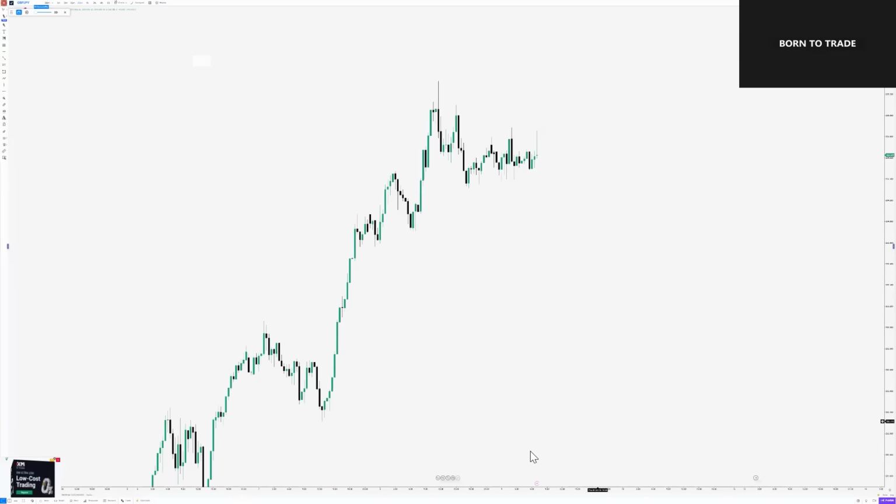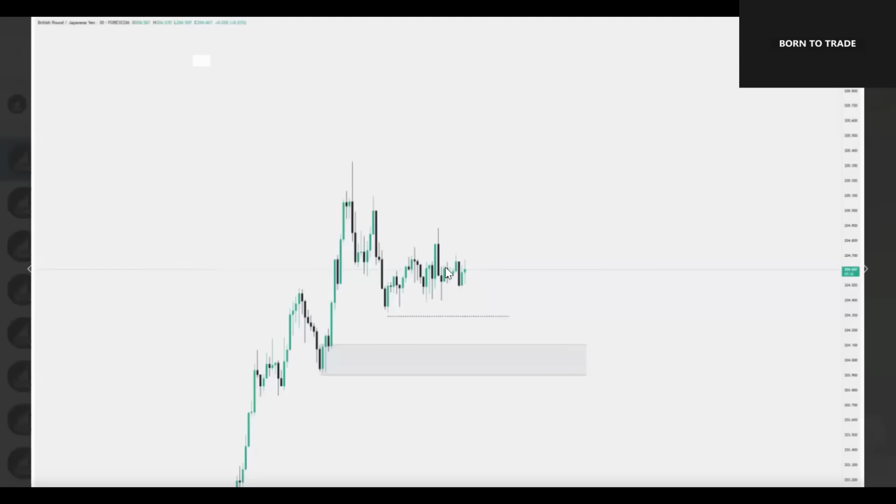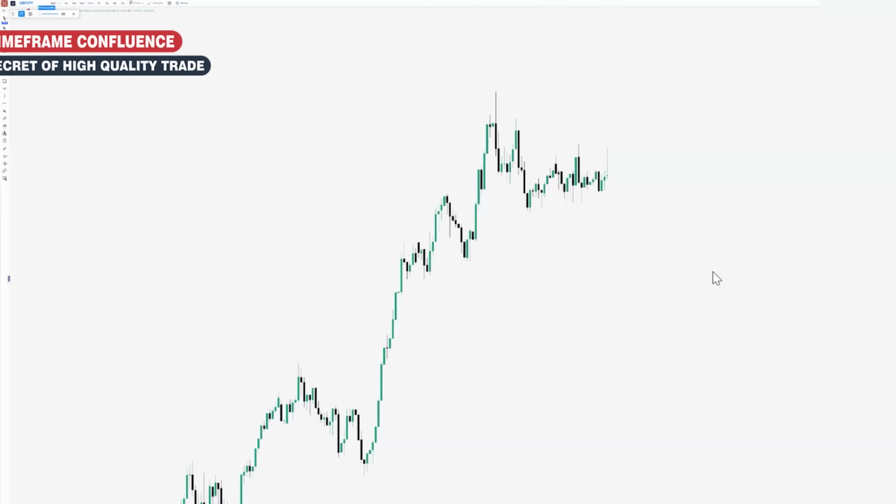The setup on GBP JPY was shared on the 30-minute time frame. And from what you can see, this is the exact trade opportunity. Looking at it this way, you know it's a high probability trade opportunity. Now, why did we mark that particular trade and what was the outcome of that trade? This is exactly what you'll be doing in the next few minutes.